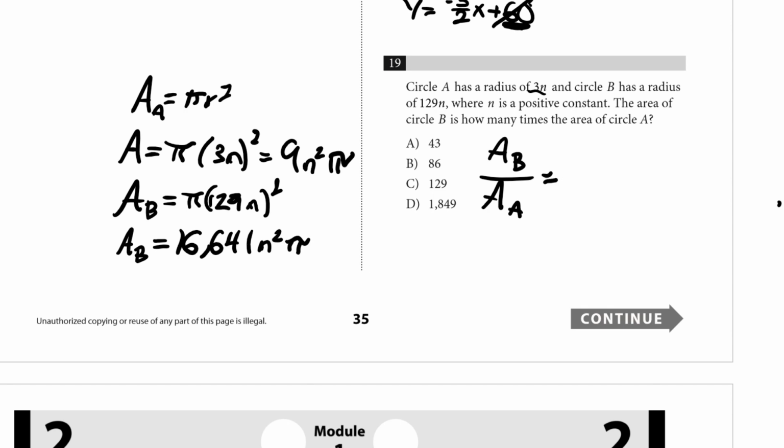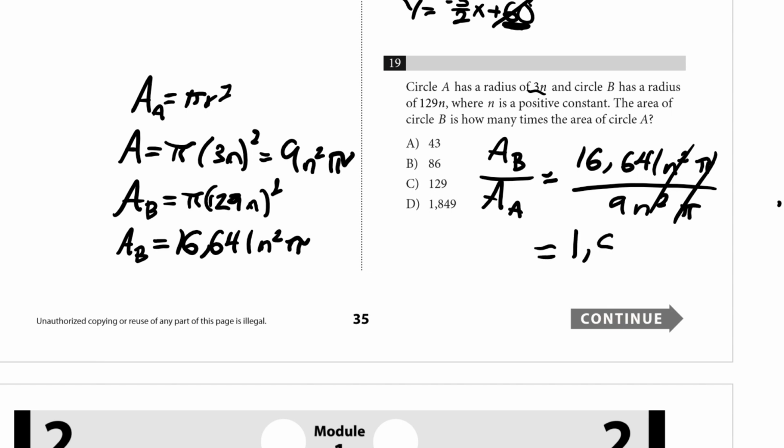Now we're going to divide these by each other: 16,641 n squared times pi divided by 9n squared times pi. The pi's cancel, the n squareds cancel, and then all we're left to do is divide 16,641 by 9, and that gives us 1,849, or D.